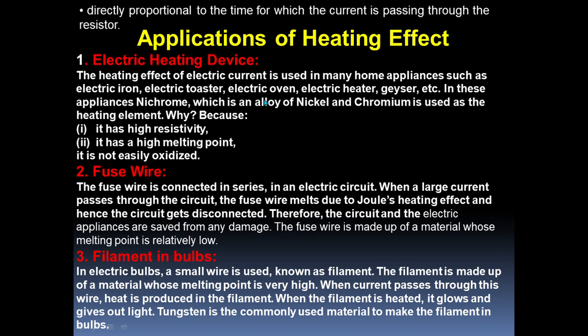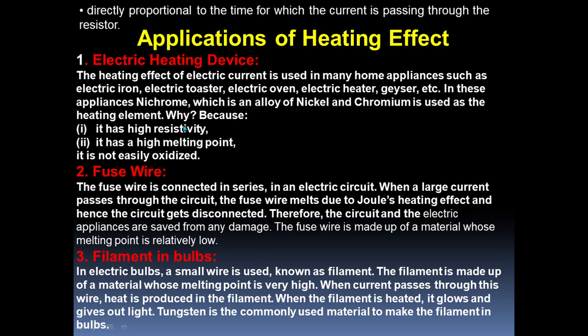In these appliances, nichrome, please note it down, children, is a very, very important material. Nichrome is an alloy of nickel and chromium. Heating element device is nickel and chromium. This is a very, very important material for heating devices. Nickel and chromium is used as the heating element.